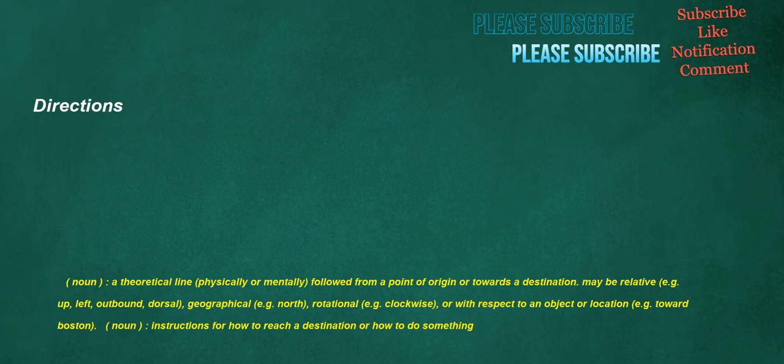Directions. Noun. A theoretical line, physically or mentally, followed from a point of origin or towards a destination. May be relative, e.g. up, left, outbound, dorsal. Geographical, e.g. north. Rotational, e.g. clockwise. Or with respect to an object or location, e.g. toward Boston. Noun. Instructions for how to reach a destination or how to do something.